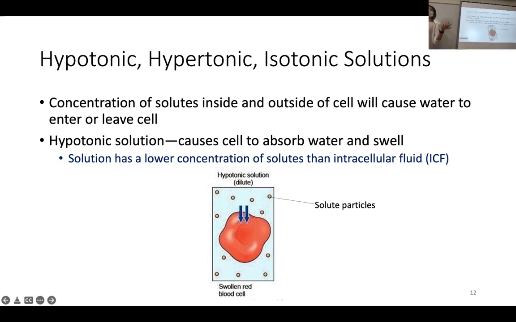So this is always relative, right? If you have a hypotonic side, you have a hypertonic side on the other side. So we could say hypotonic solution around the cell, and then the cell itself, the intracellular fluid, is hypertonic. It has more solute in it than outside of the cell. So you always want to think about it in relation to the other side of the membrane. So hypotonic solution means the extracellular fluid is low in solute concentration.